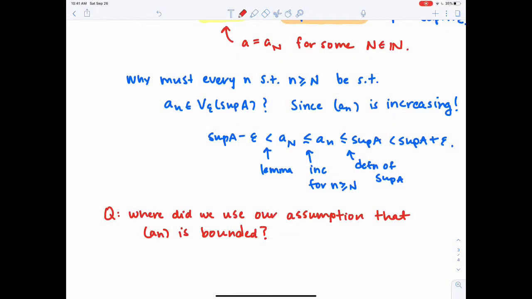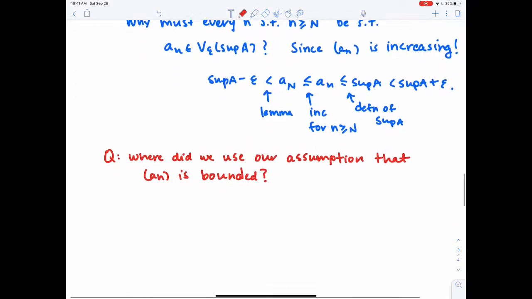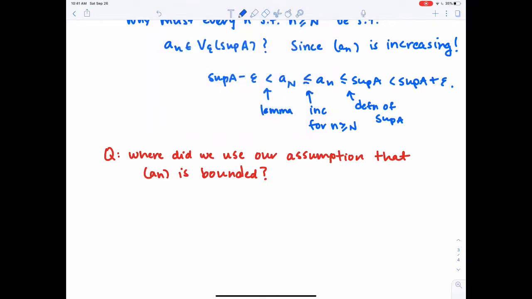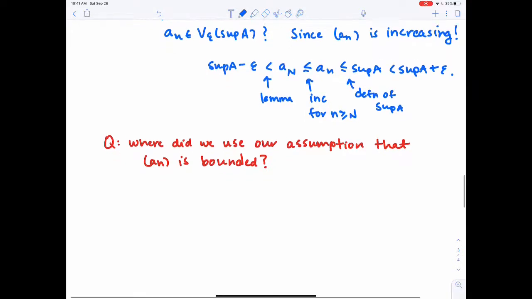Now, our argument kind of begs the question, where did we use our assumption that AN is bounded? Remember, we said that was a very important part of the MCT. That condition, together with increasing, has to guarantee that our sequence is going to converge. But it doesn't seem like we use bounded anywhere. So pause your video and think about that. Where did we use it? We used it to say that sup A even exists.